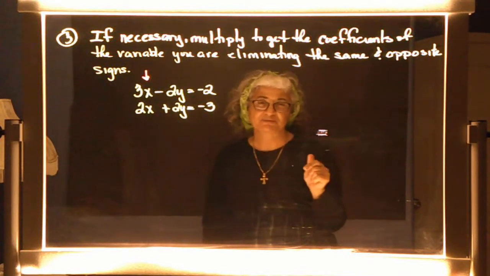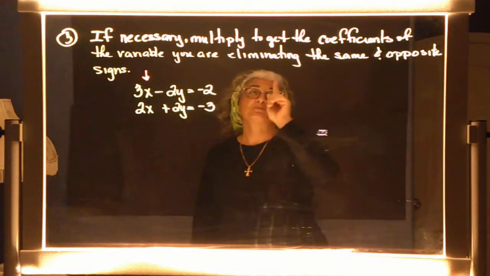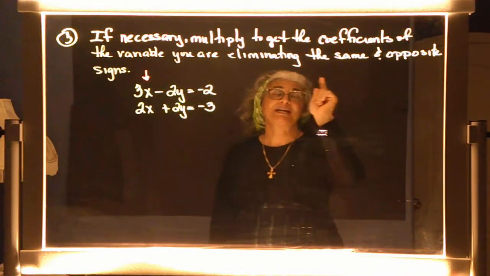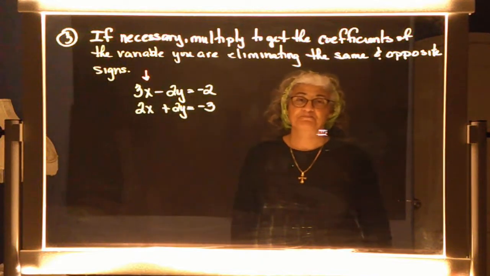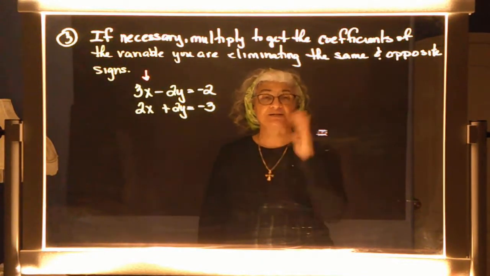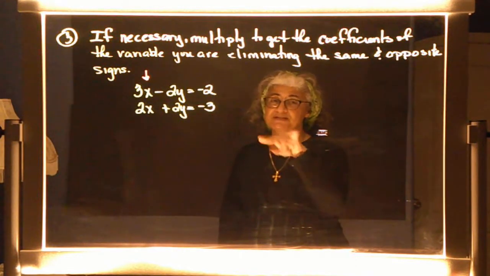Remember what the word coefficient means? Yeah, the number in front of the variable. If necessary, multiply to get the coefficients of the variable you are eliminating the same and opposite signs. So we opted to eliminate the x's, which means I need the numbers in front of the x's to be exactly the same and opposite signs.